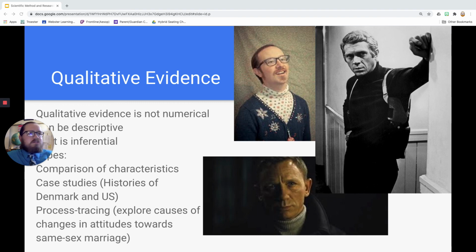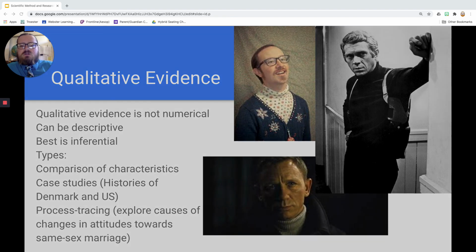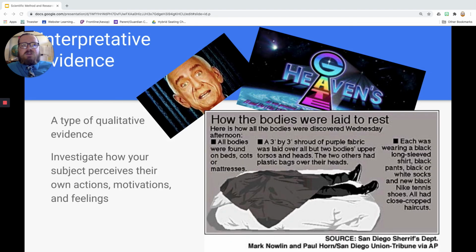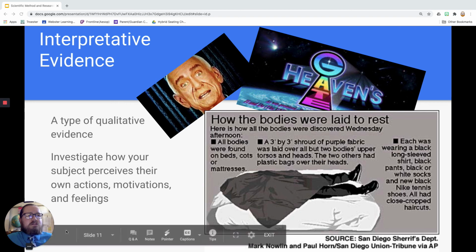That's not something easily done with numbers. It lends itself to qualitative study and qualitative evidence, and that's fine. It's one of the nice things about sociology, we've got different ways of answering different questions. From there, let's move on to our final type of evidence. This is interpretive or interpretative evidence, depending on how you choose to spell and pronounce it.